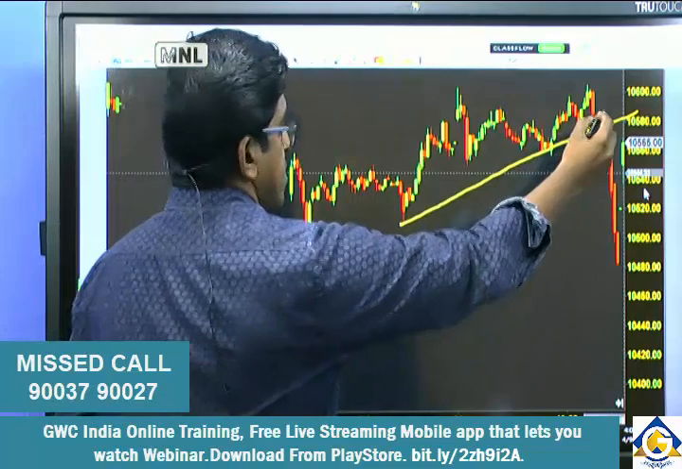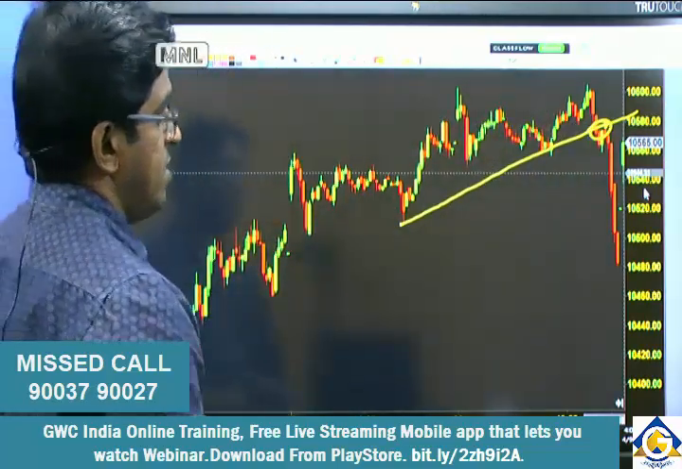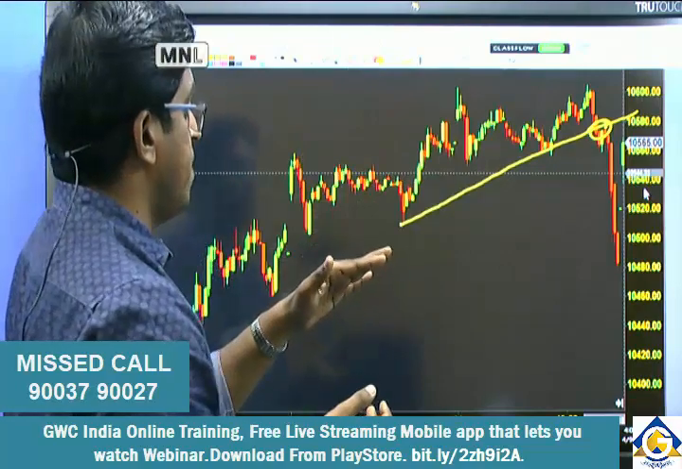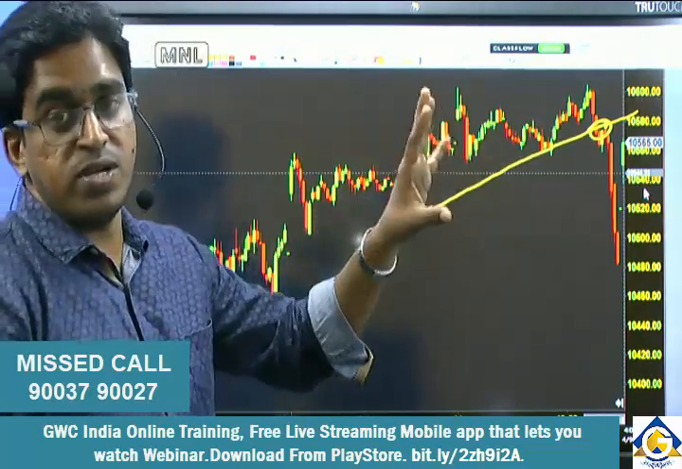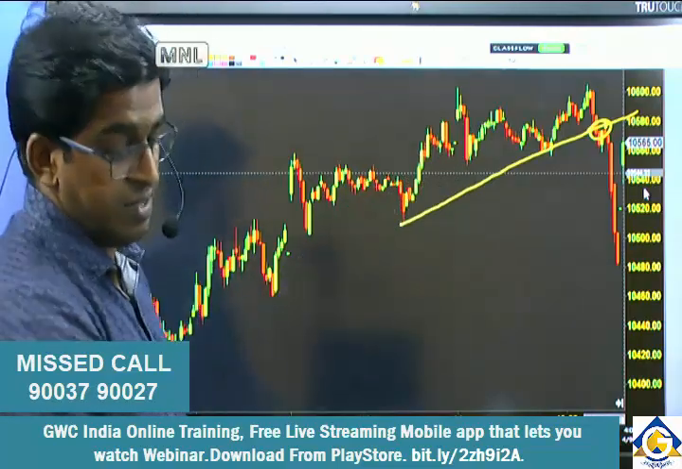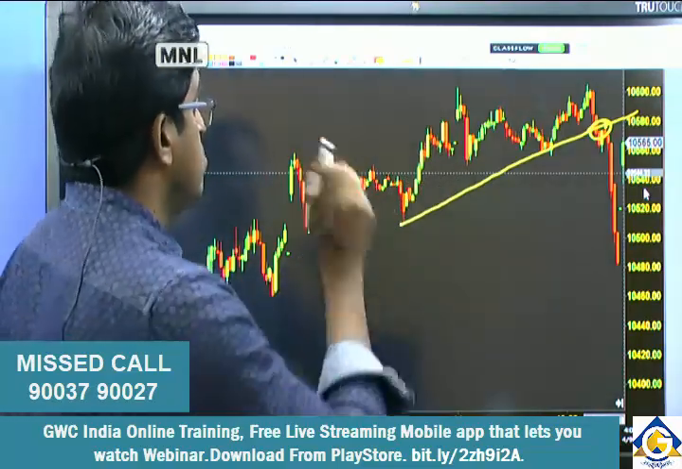Even though we had a trend channel, you always need to modify the trend lines according to the price volatility, price changes. So we call it a modification of trend line. That's the key area.